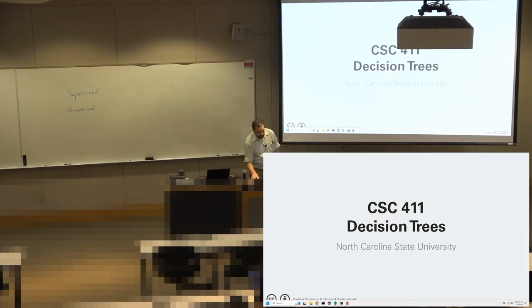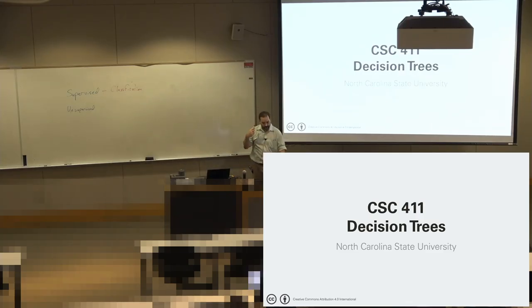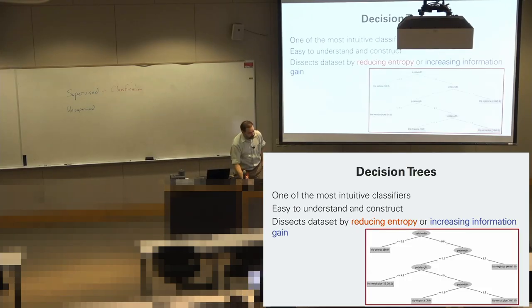So when we're thinking about the decision tree, it's mostly focused in this supervised learning perspective, and specifically, yeah, I can spell, I swear, classification. That's our task. So what we're getting at here is why? What is the thing about this decision tree?